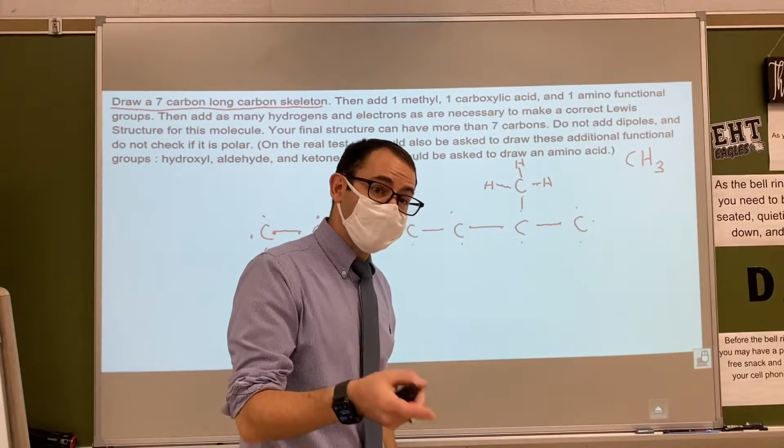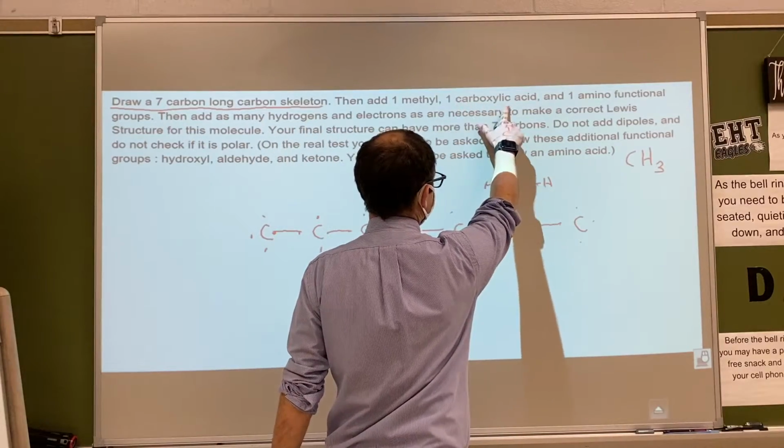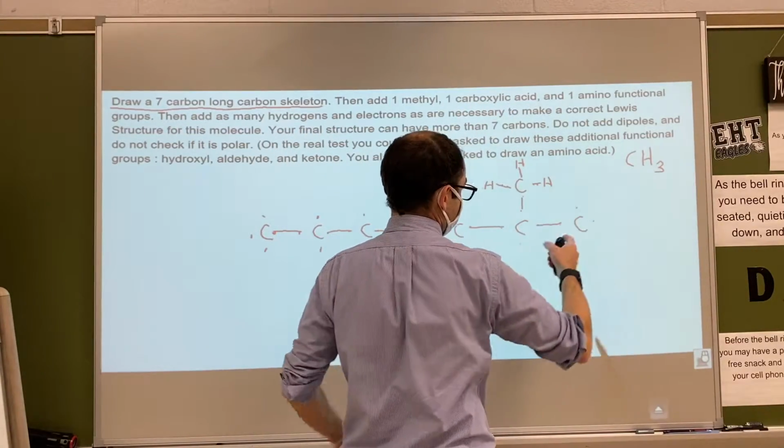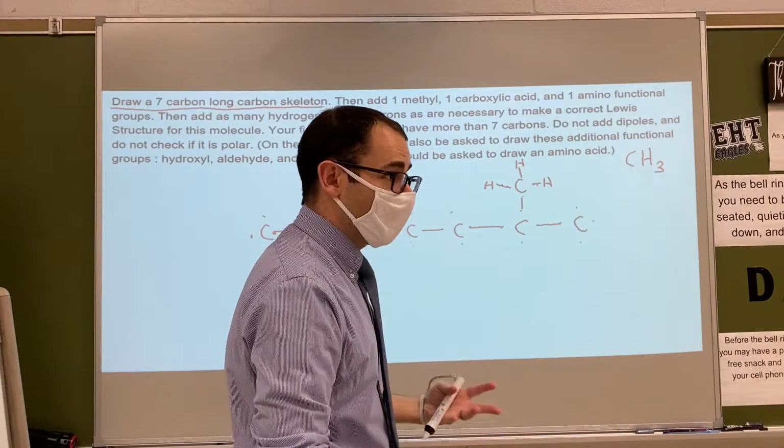So on the test, I'll ask you to draw an amino acid as well. So why not, if you are asked to do a carboxylic acid, why not put it on this side also? Because then you know it for this, but you also will know it for the amino acid, all right?